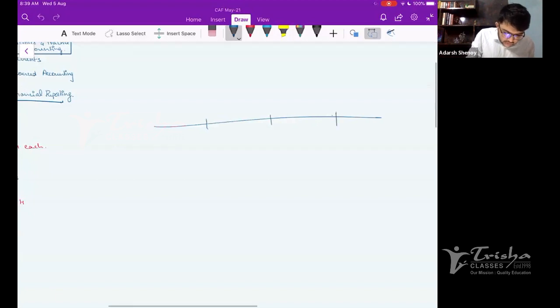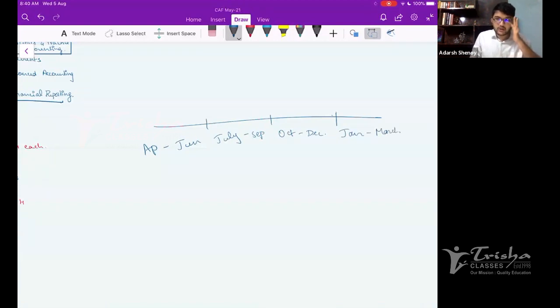First quarter starts in April. That is April, May to June. So 3 months makes a quarter. Then you have July to September. Then you have October to December. Then you have January to March. So there are 4 quarters.